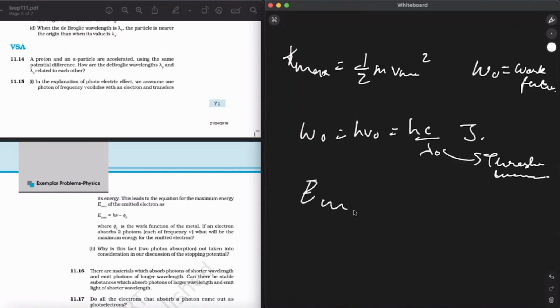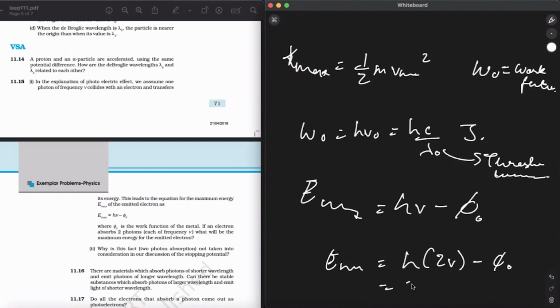So E max, as I already wrote, was h nu minus work function phi naught. Now, since you are taking two photons, it will be h times 2 nu minus phi naught. So 2h nu minus phi naught. So this is the maximum kinetic energy that you can get.